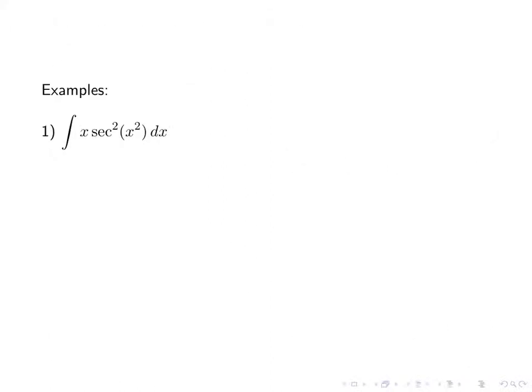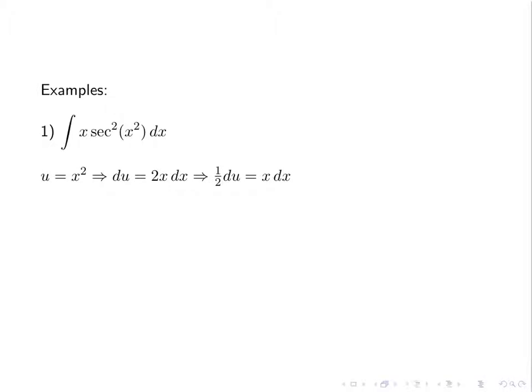So we're going to try some examples using these 6 integral equations. We start off with the integral of x secant squared of x squared dx. What we're going to do is let u equal x squared, since it's the inside of a function. It's secant squared of x squared, so u is x squared. That gives us du equals 2x dx. Then we divide both sides by 2 to get 1/2 du equals x dx.